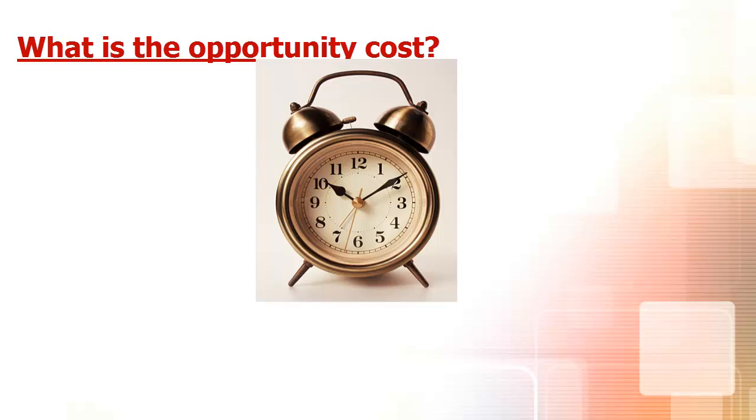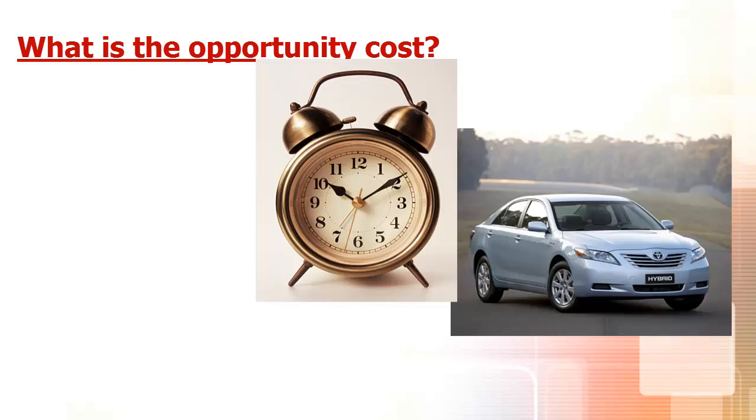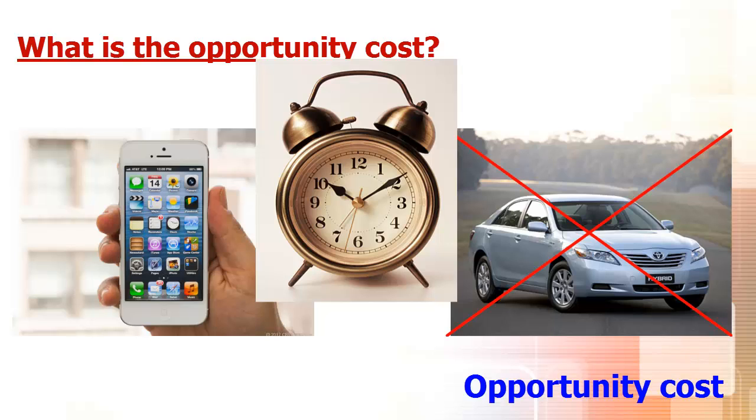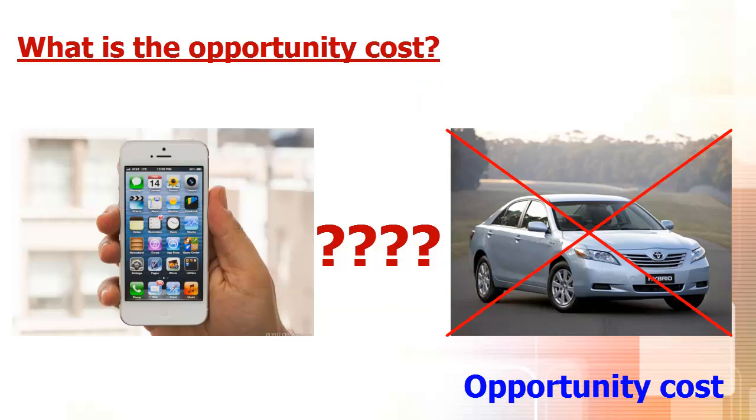For example, I could either buy a new car or I could buy a new iPhone. And if I personally value the iPhone more than I value the car, then I'm going to buy the iPhone instead of buying a car. And the car would then become my opportunity cost because I give it up in order to get another opportunity, which is buying a new phone.